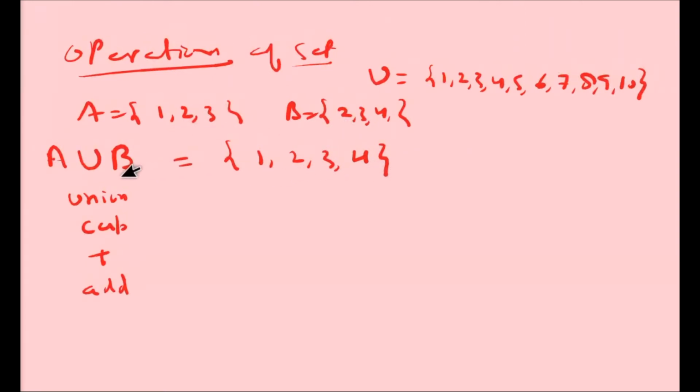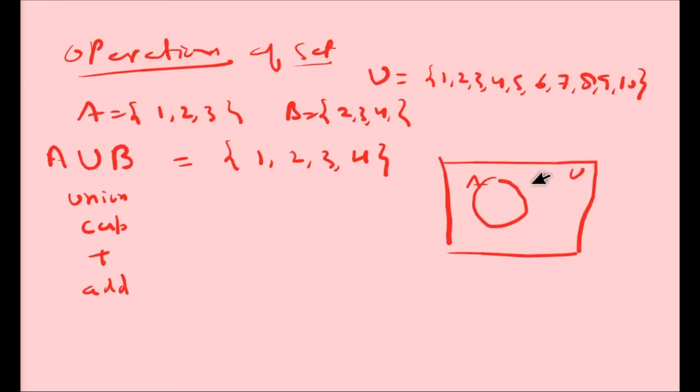Now if we want to describe this by a Venn diagram, we can write here U, and we can write here A, and here B. We can see 1 is a member here, 2 and 3 are common, and here is 4, and the left ones are 5, 6, 7, 8, 9, 10, which are not members of set A and B. This is the basic Venn diagram.